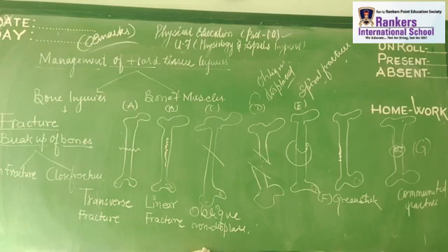Impact fracture means the bone is driven into another bone, when broken pieces are pushed into the bone. If you can see the transverse fracture, the first one, A, that is the transverse fracture. This type of fracture is caused by the breaking of the bone at a right angle to the axis of the bone.